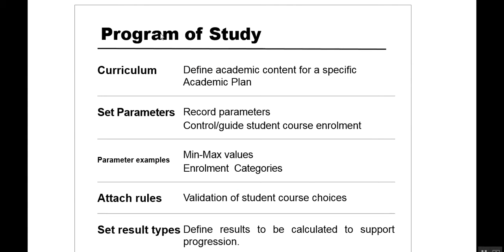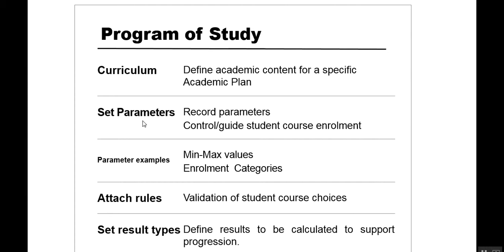Okay, program of study. So let's look at this first. This is a curriculum-based record. It's what we use to define the academic content for a specific academic plan. So: number of stages, compulsory courses in each stage, semesters, and things like the restricted and alternative lists that students can choose from, and whether they've got any free choice that they can use.